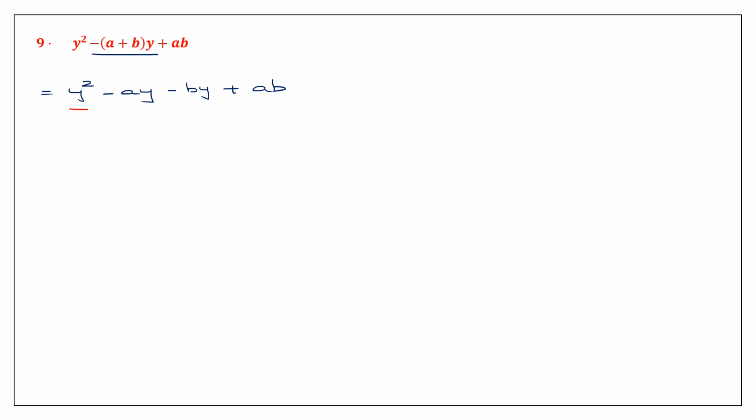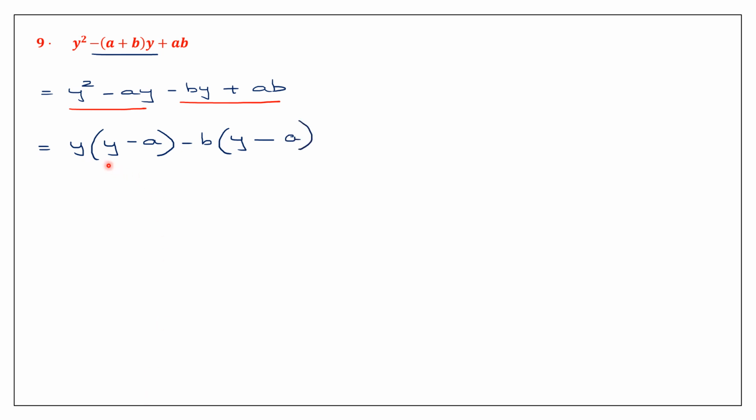So this is our first group and this is our second group. From the first group, what is common? Y is common. So there is one more y left. So that is y minus ay. We already have y outside. So what is left is just a. Y minus a. From the second group, what is common? B is common. So let's take b. So minus b, and inside we have y. And to have a plus sign inside, we already have minus. If we have to get plus, we have to put a minus there. So minus b is already outside, so we have a here. So it is y minus a.